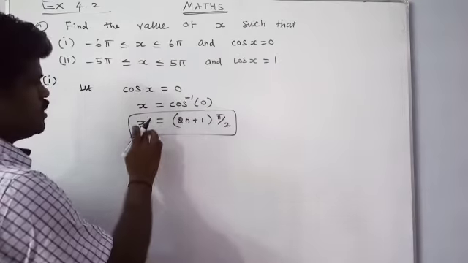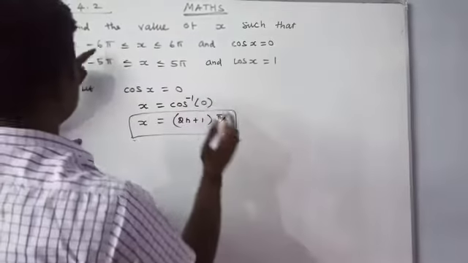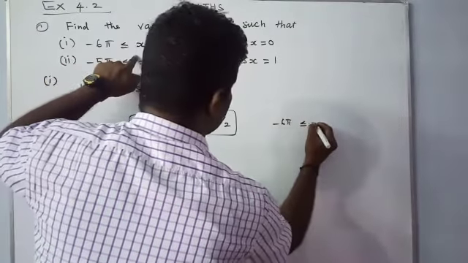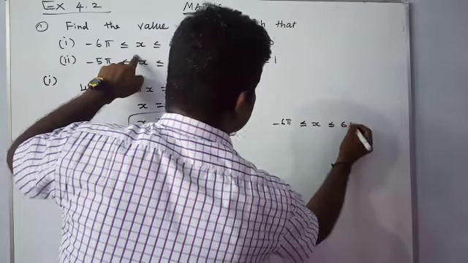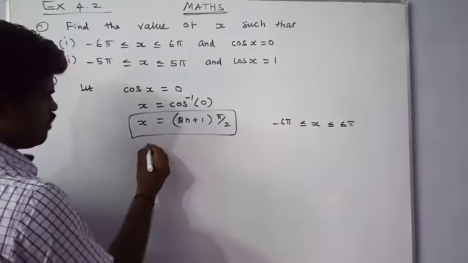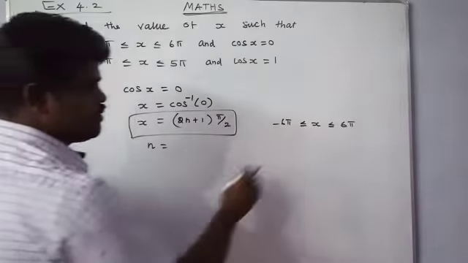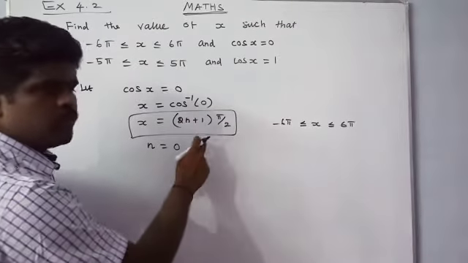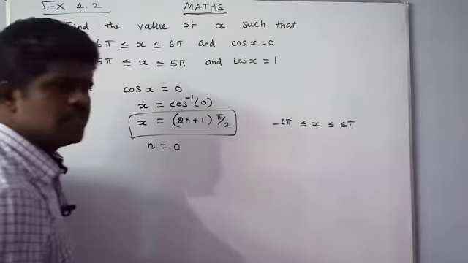Okay, right. But we want to find the result that lies between minus 6 pi less than or equal to x less than or equal to plus 6 pi. Okay. So we want to give the value of n. First of all, we want to give n equal to 0. The answer must be pi by 2. Pi by 2 lies between this value.